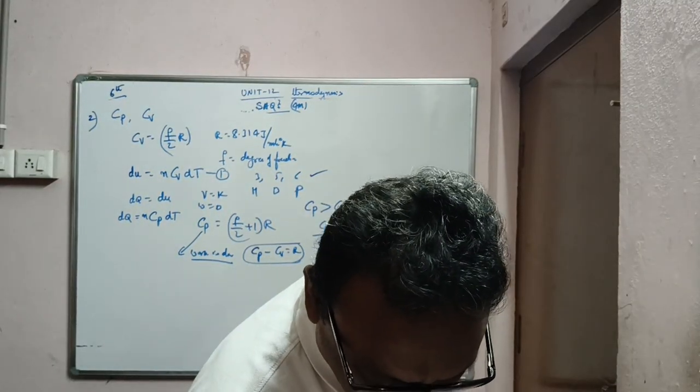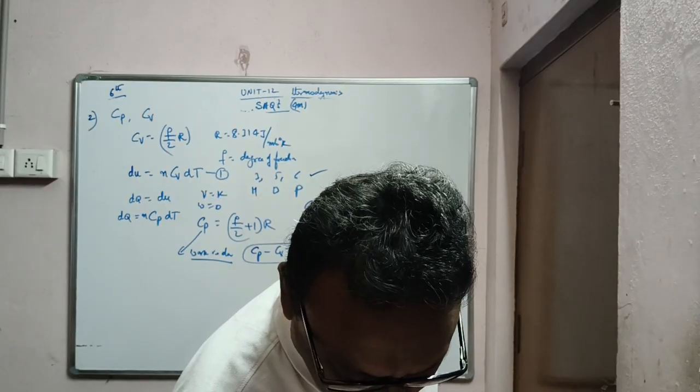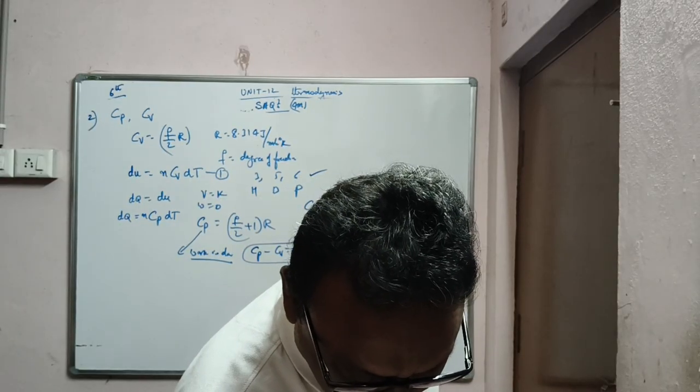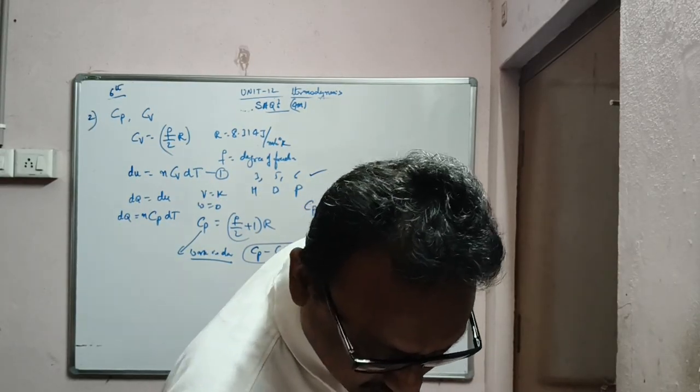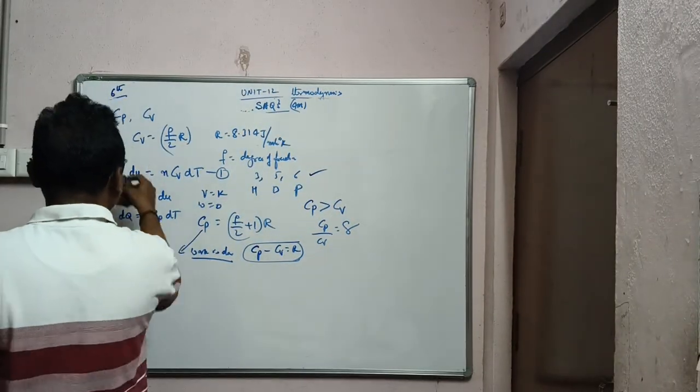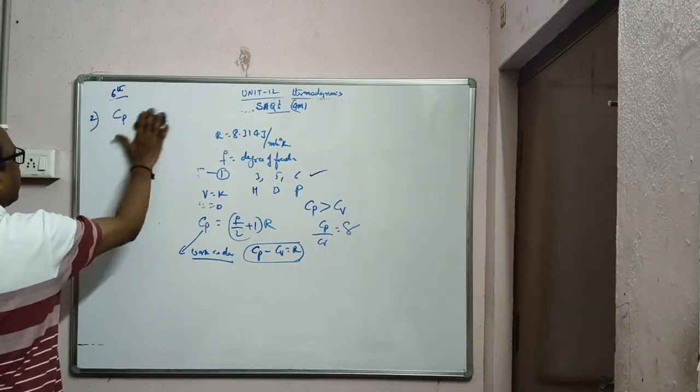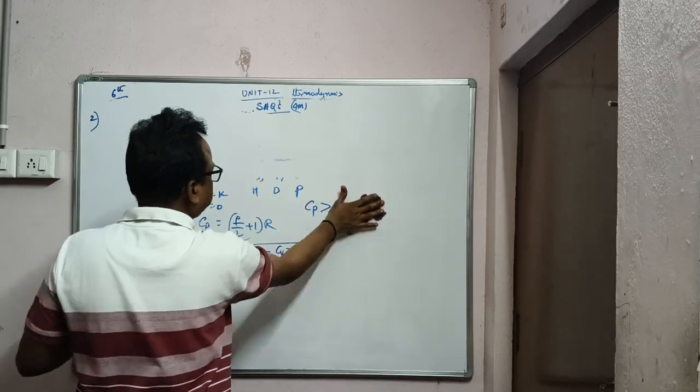Derive the relation between the two specific heat capacities of a gas on the basis of the first law of thermodynamics. Same question repeated, but in a different form. Let us do that one.